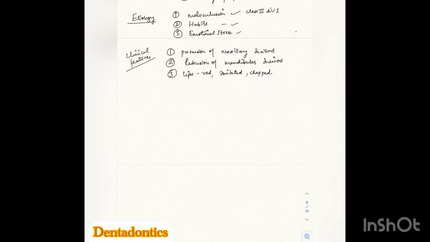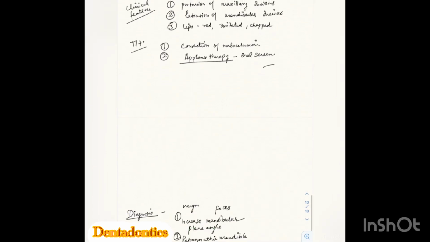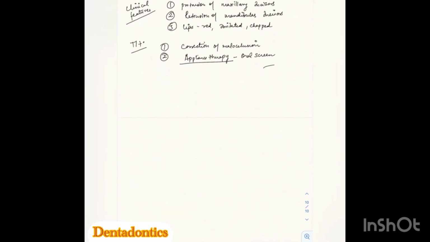Coming to the treatment plan, lip habits become deleterious with age because with age the muscular forces increase, so the lip habits become harmful with age. So the correct treatment will be correction of malocclusion. If there is class 2 division 1, we will first correct it and then give appliance therapy, like an oral screen, which can be given for 3 to 6 months.